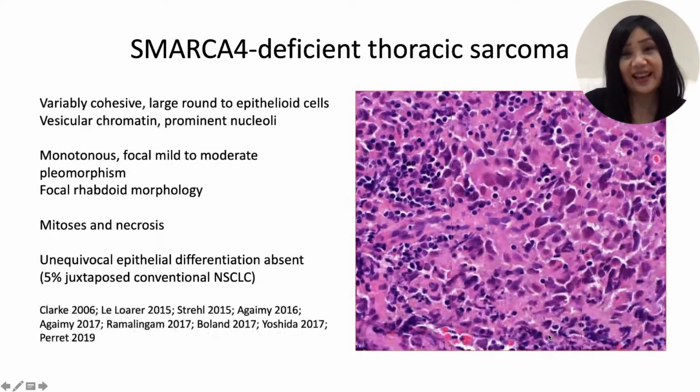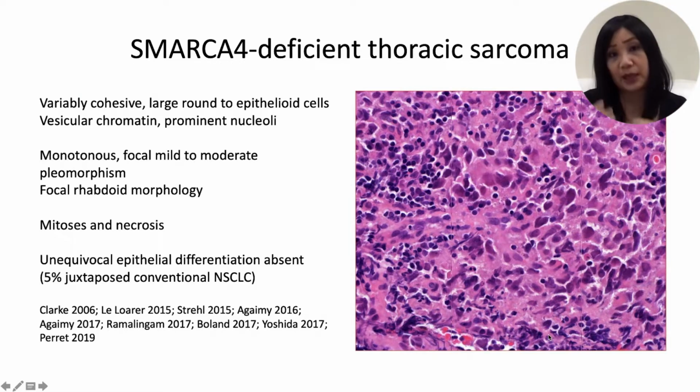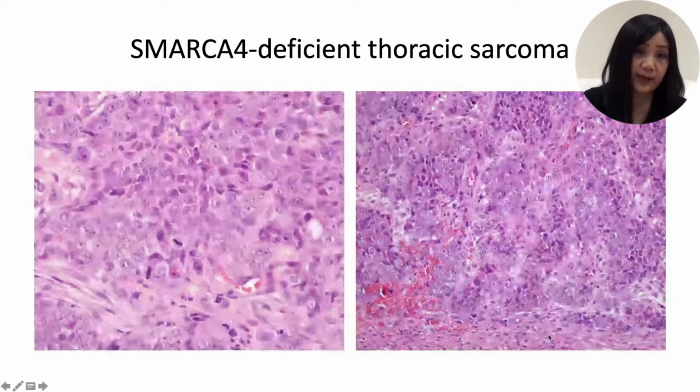So morphologically, these are composed of variably cohesive, large round epithelioid cells with vesicular chromatin and prominent nucleoli. They look quite undifferentiated and anaplastic, but relatively monotonous. So there is little pleomorphism, although there can be focal mild to moderate atypia. Some of these show rhabdoid morphology. These are high-grade tumours associated with mitotic activity and necrosis. Unequivocal epithelial differentiation is absent, although 5% are juxtaposed to conventional non-small cell lung cancer.